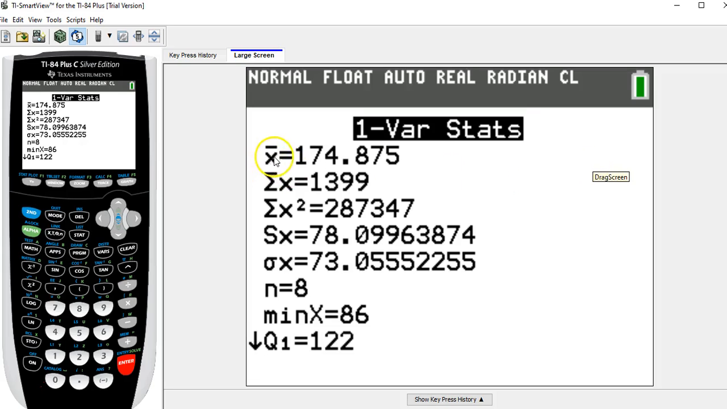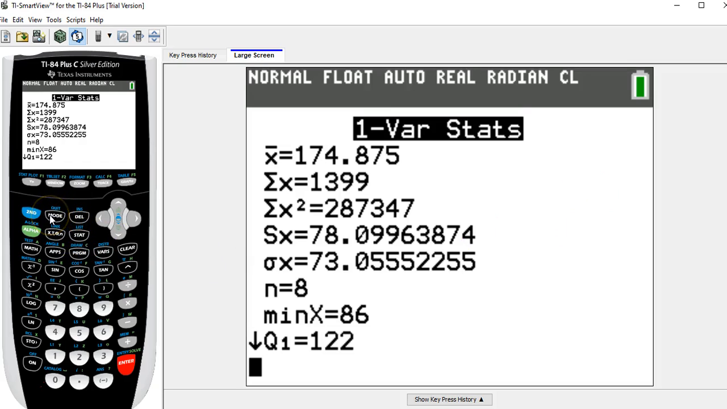This first thing, x bar, that's the mean, but what I wanted, the standard deviation, is called Sx. I'm going to write it down with all the decimal places, 78.09963874.